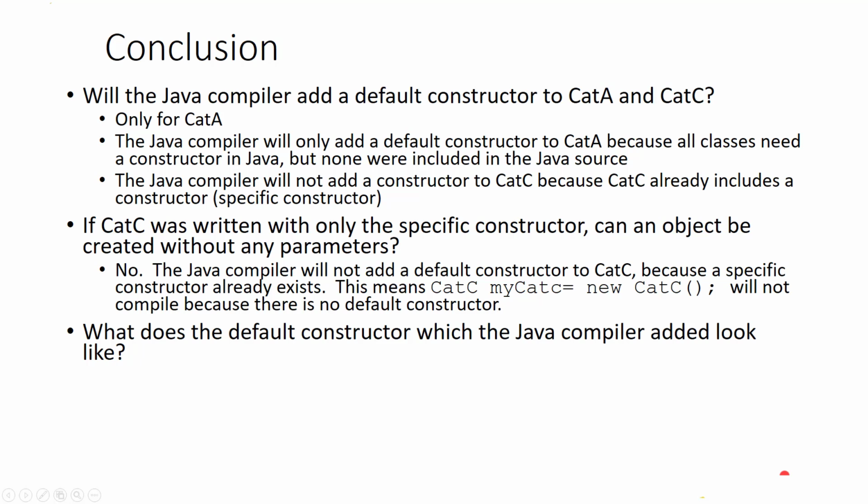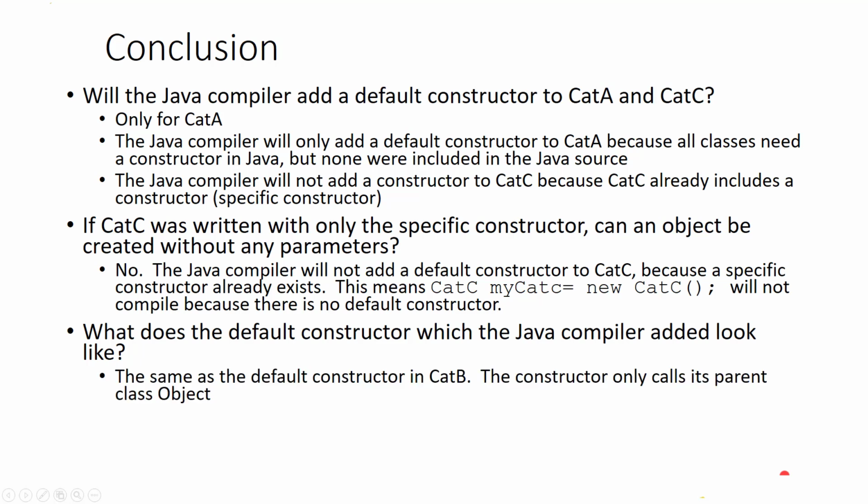So what does the default constructor, which the Java compiler added, look like? Well, it looks the same as the default constructor for cat B. The constructor only calls its parent class, Object in this case.